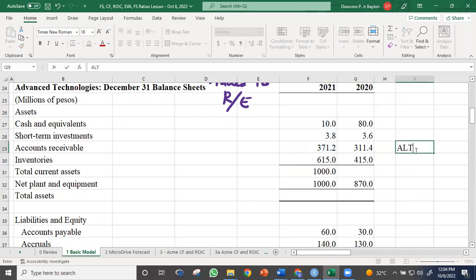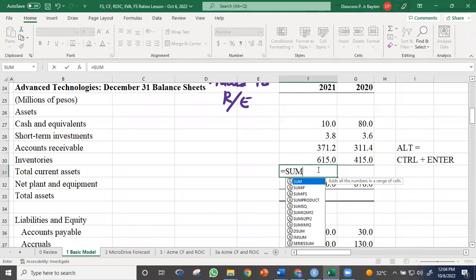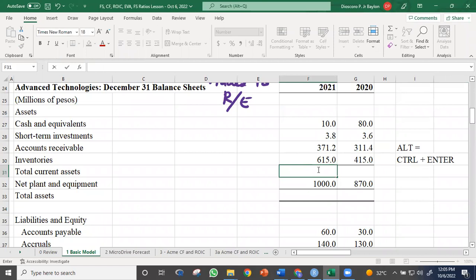Let me Alt equal to. So this is one way you can add also, using Alt equal to. And for those of you who were there, you learned the use of Control Enter. So for example, for this one, I want to add this. Of course, the usual way is to type sum and then open parentheses, but that takes so many keyboard strokes. No?